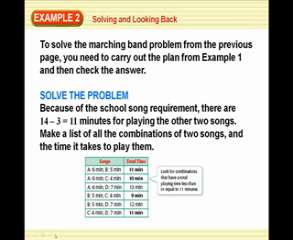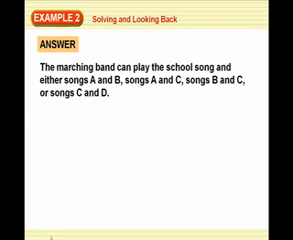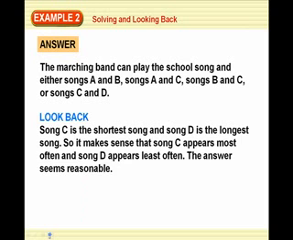They can't go over 14 minutes. It didn't say they couldn't be under 14 minutes. They just can't go over. So the marching band can play the school song and either A and B, A and C, B and C, or C and D. None of those will put them over the 14 minutes.